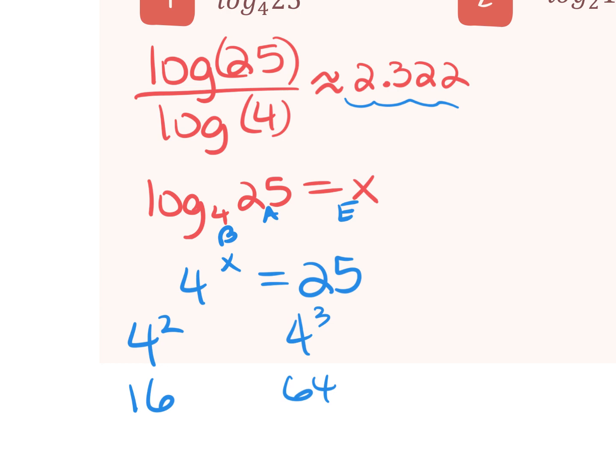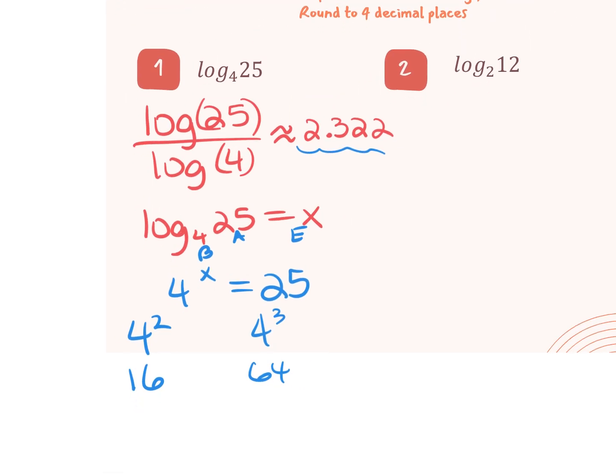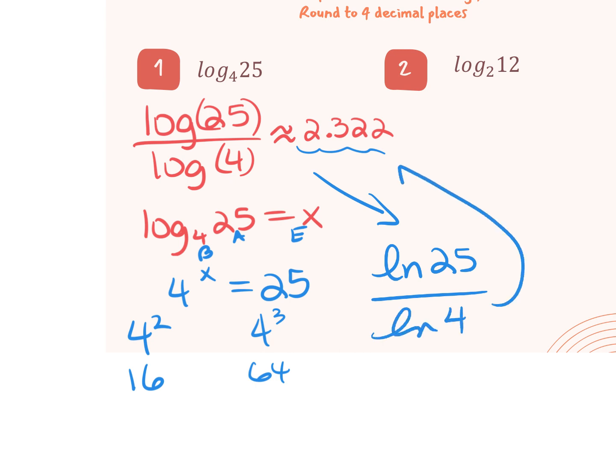and then that would have given you the 25. Also keep in mind that when you do the change of base, you can also use the natural log button. You could also do ln of 25 over ln of 4. You're still going to get the same answer.